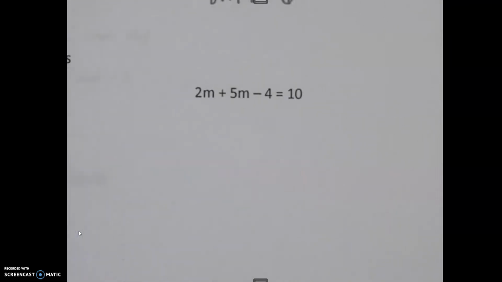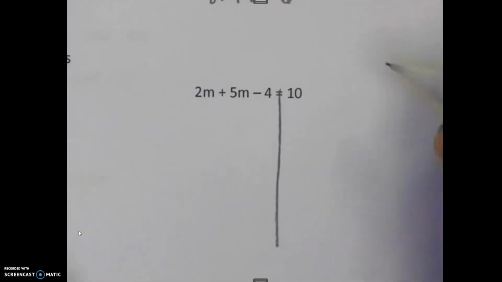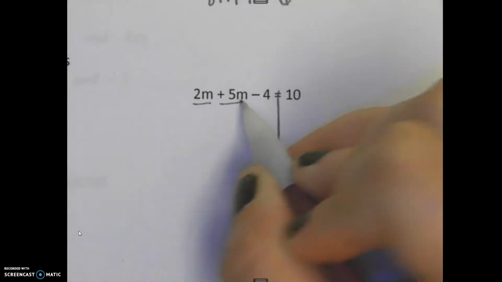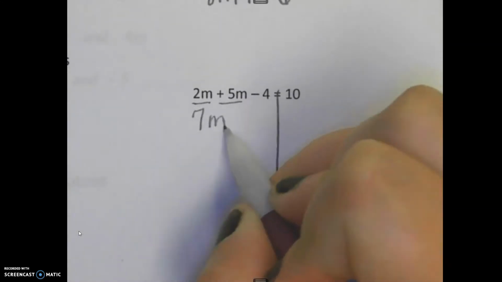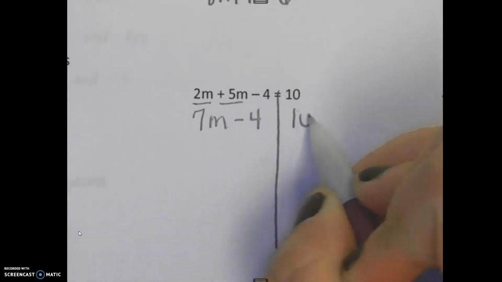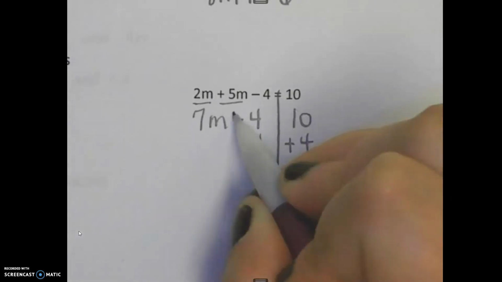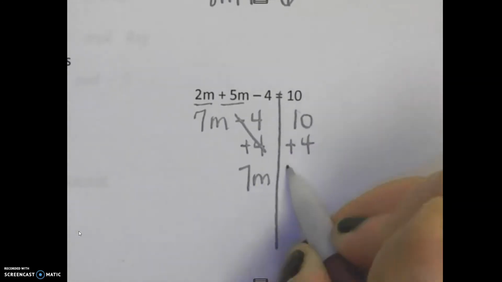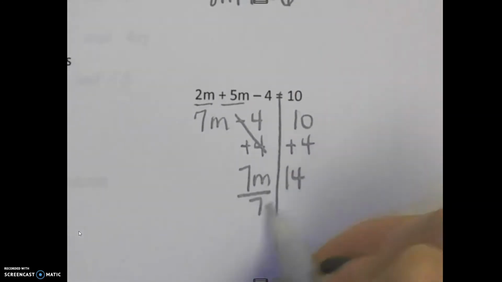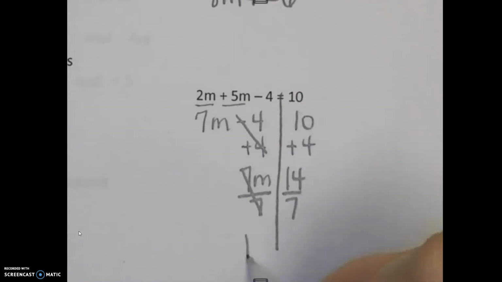Let's look at another multi-step problem. Do I have parentheses? No. But do I have multiple variables on one side? Yes. 2m plus 5m is 7m minus 4. Add 4 to both sides. Divide both sides by 7. M equals 2.